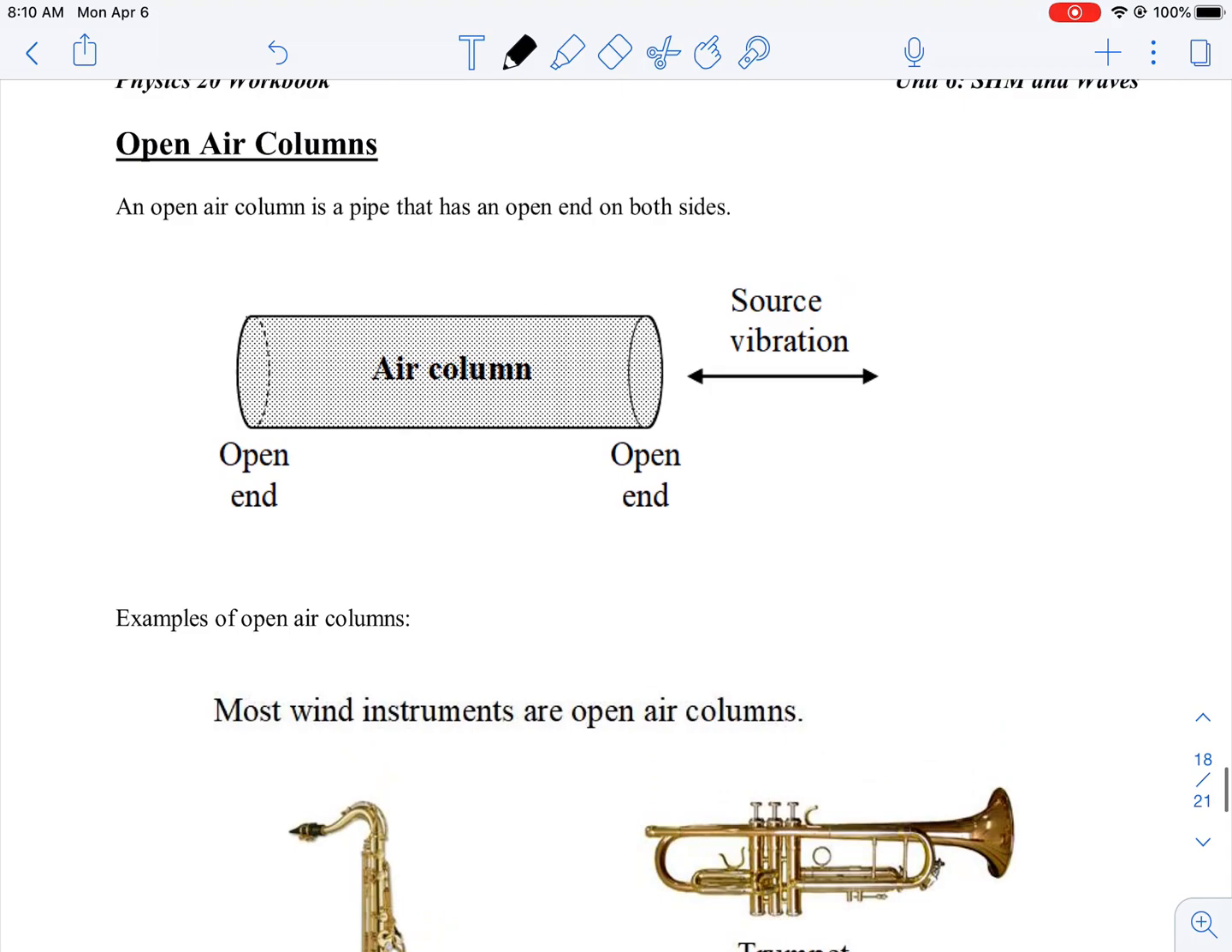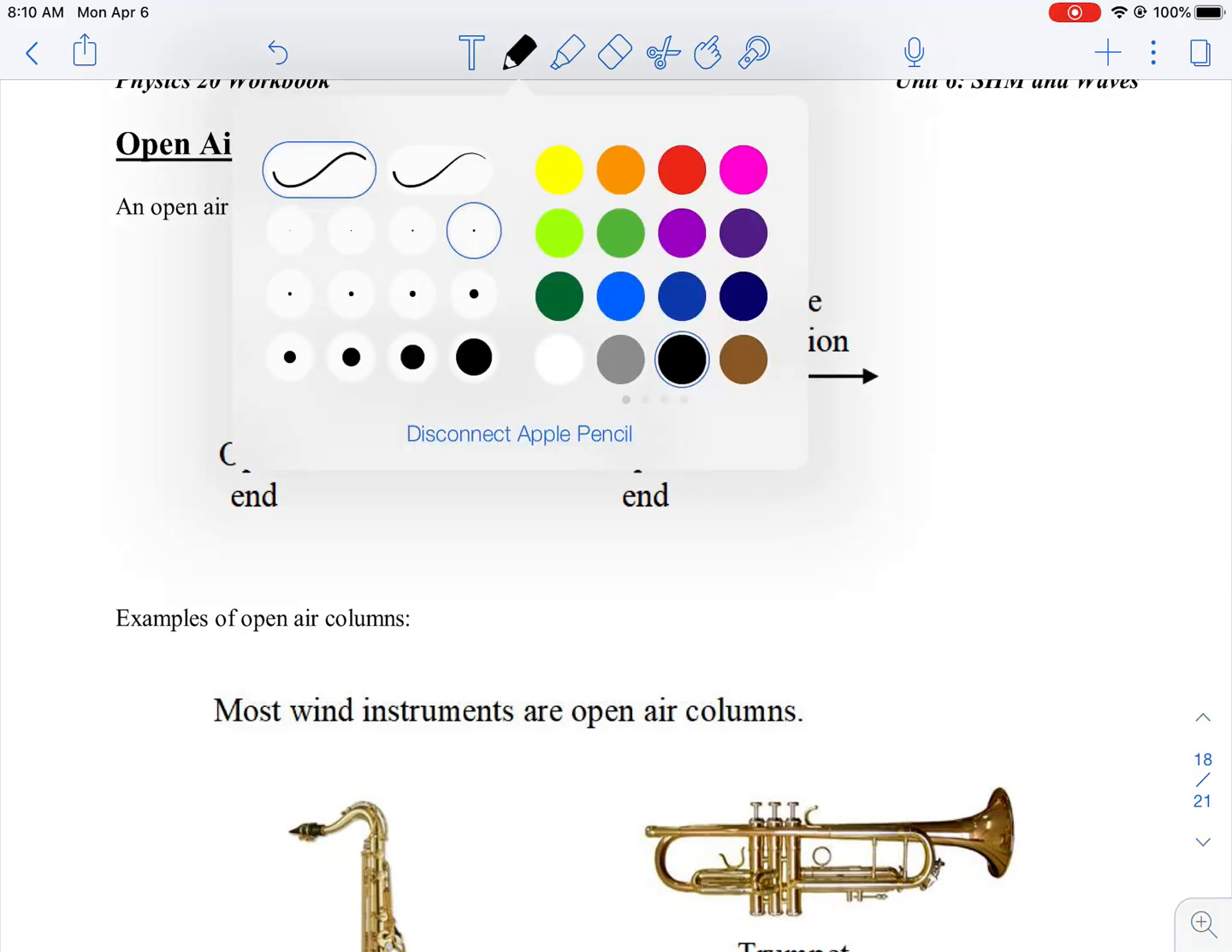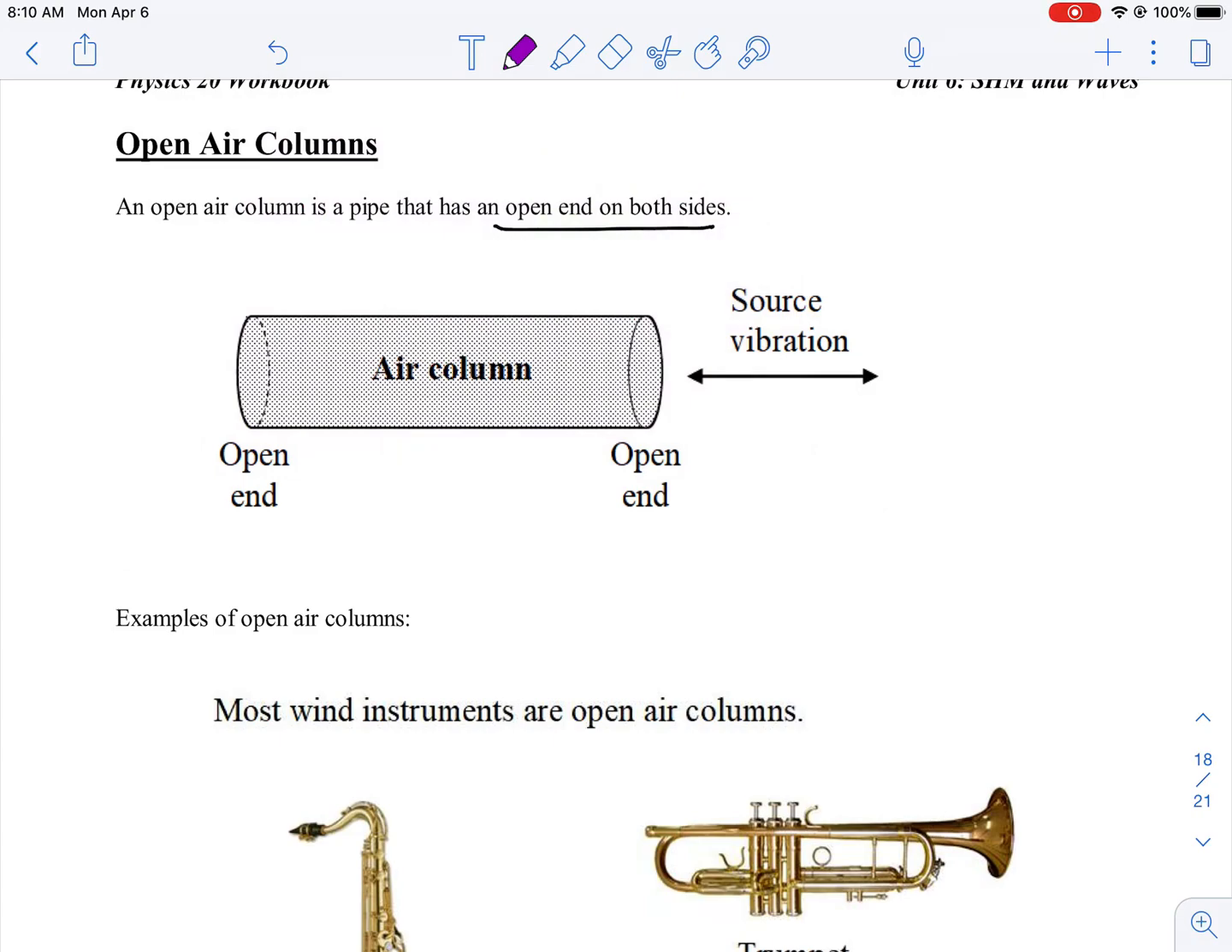So now we can talk about open air columns. And in an open air column, now it'll be open on both ends. So as you can see in my diagram below, we have some kind of a source vibration, and I'm just going to walk you through it really quickly, kind of what we talked about before. With that source vibration, we send waves in, if you wish, towards the left.